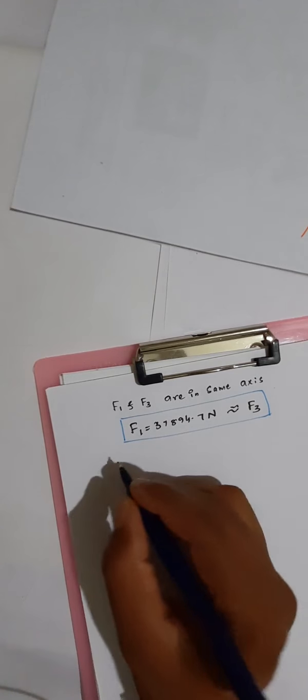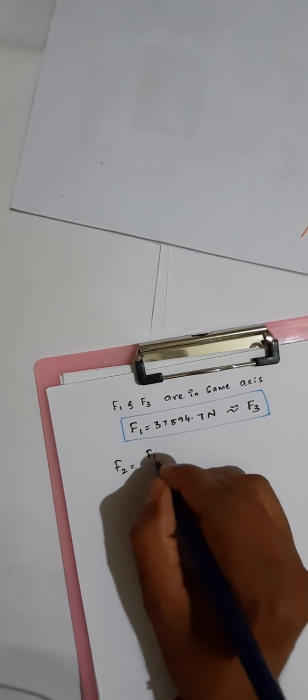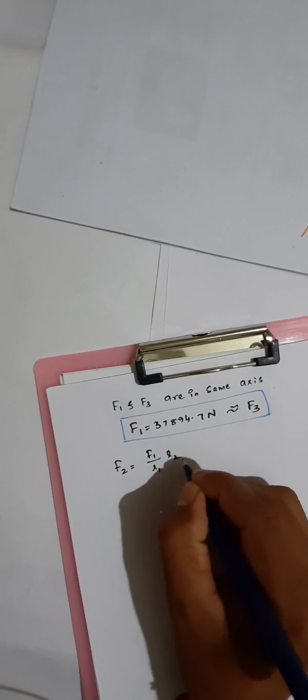Next, what we need to find out? We need to find out the value of F2. We know the formula. F2 is equal to F1 divided by L1, into L2.